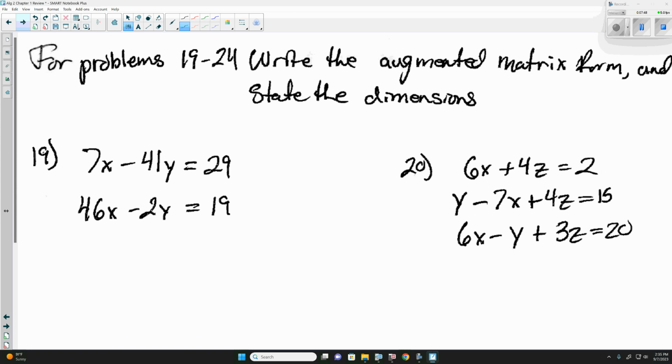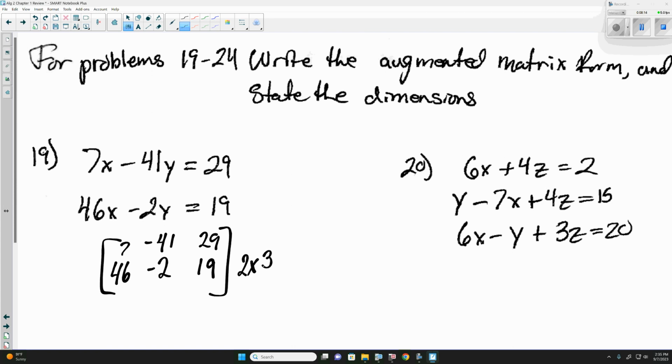So we can look at 19 first. Now both equations are written in the correct form. We have x, we have y equals a number, so we can just go on and write them in. We'd have 7 for x and then -41 for y equals 29. The next one would be 46, -2 and 19. And this here is a 2 by 3.